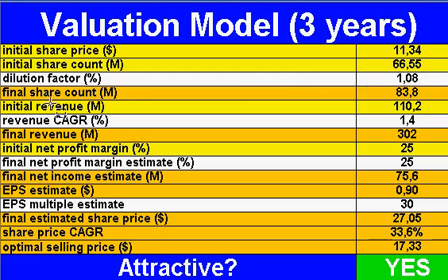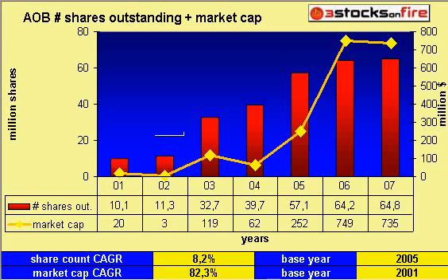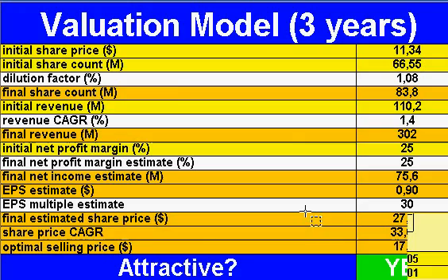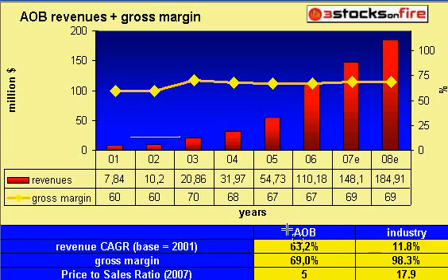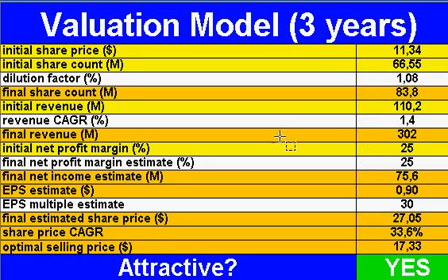Initial revenue, this is 2006 revenue, 110 million. Revenue CAGR, I've considered 40%, but perhaps I'm being a bit optimistic here. But the historical growth rate has been higher. It has been 63%, but analysts are expecting a moderation of growth here. So I put here 40%, which gives me a final revenue number of 302 million for 2009.